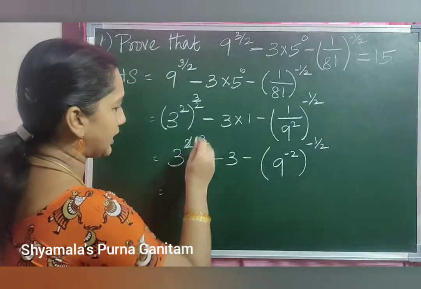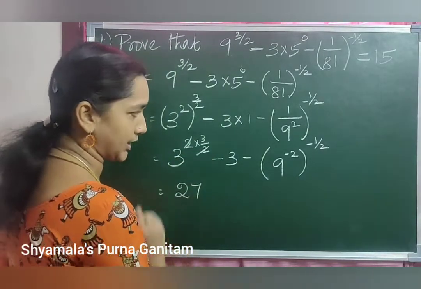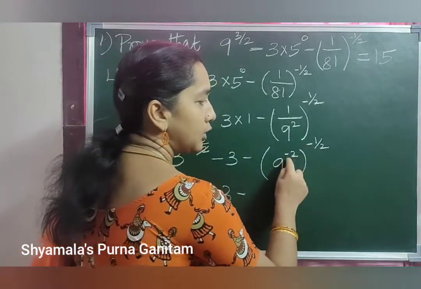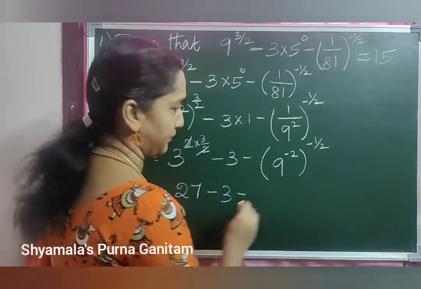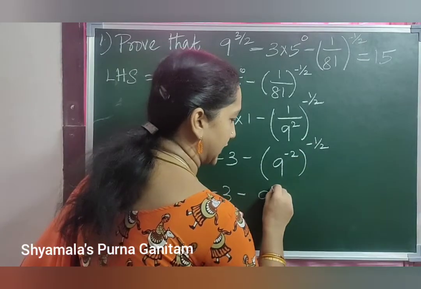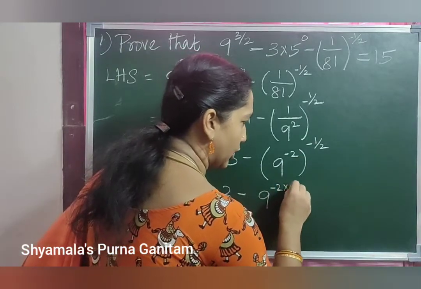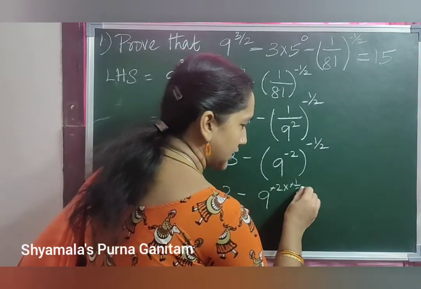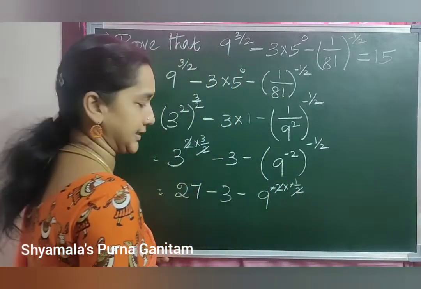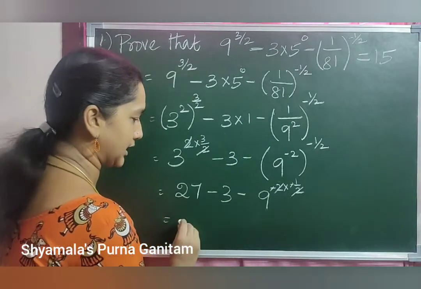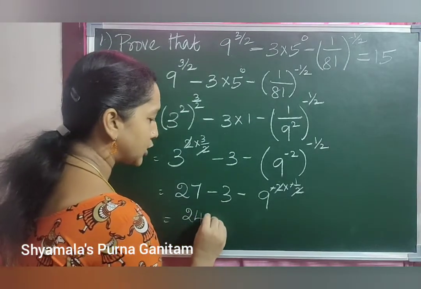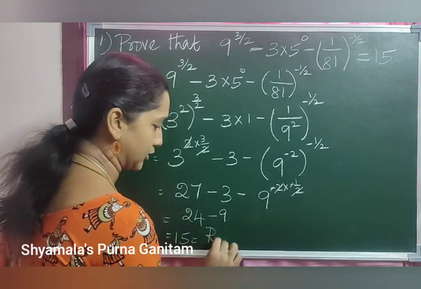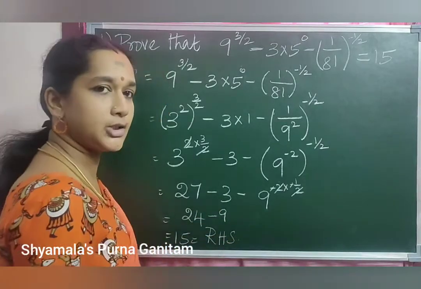Okay, so this one 3 power 3, say 3 power 3 is 27, minus 3 minus this one you have both as negative. So 9 power both will get cancelled. That is minus 2 into minus 1 by 2. Both negative will become positive and this 2 also will get cancelled. So 27 minus 3 is 24. 24 minus 9 is 15. This is your RHS. Understood?